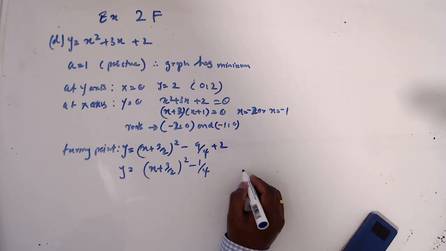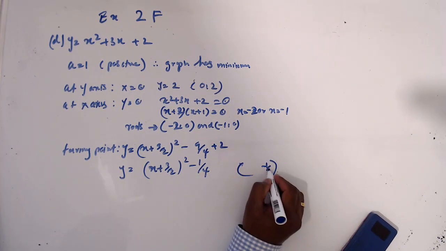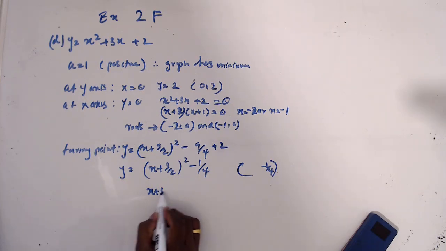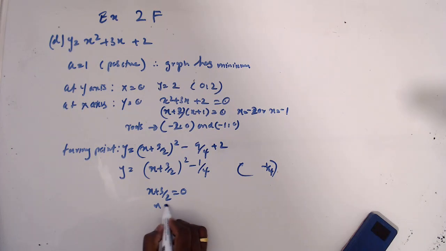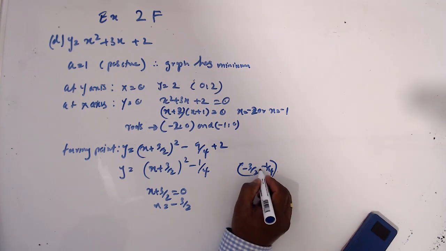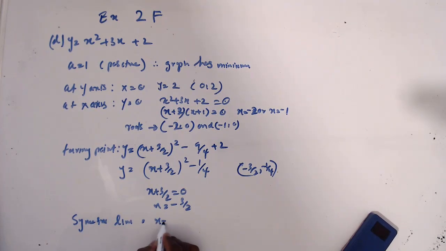The turning point coordinates are minus 3 over 2, minus 1 over 4. X plus 3 over 2 equals 0, x equals minus 3 over 2. Also the symmetric line, x equals minus 3 over 2. Now we can draw the graph.